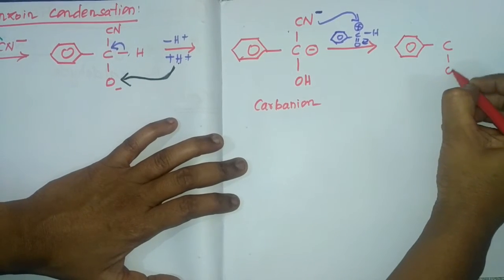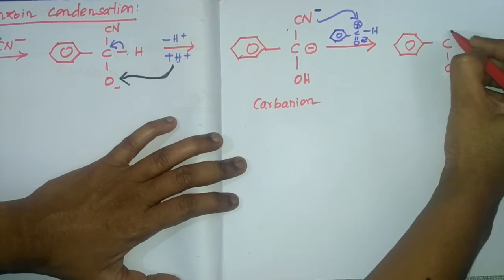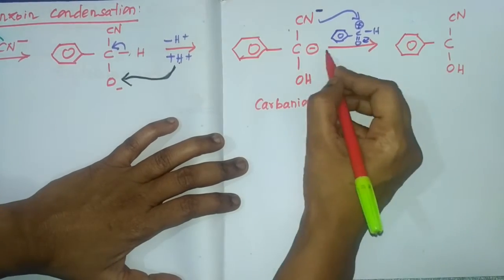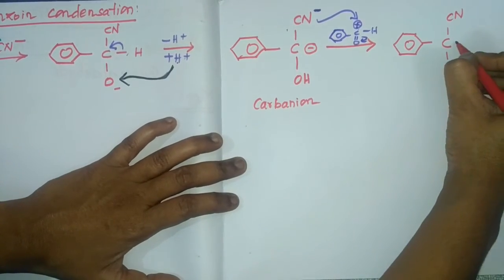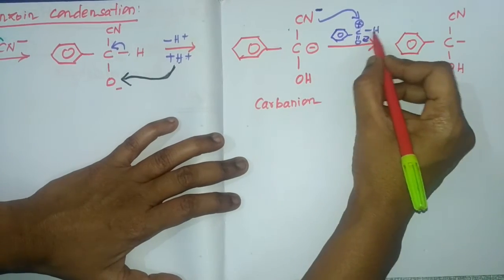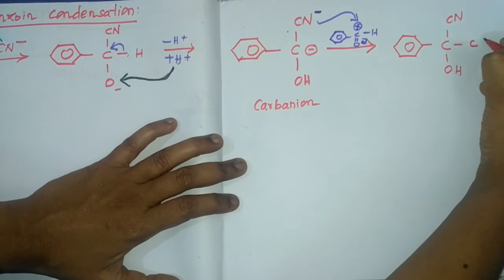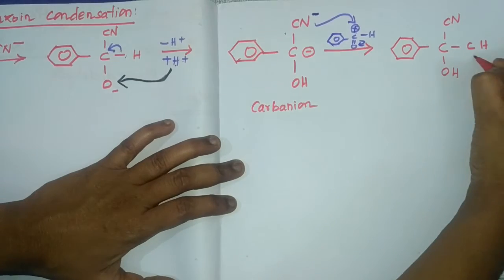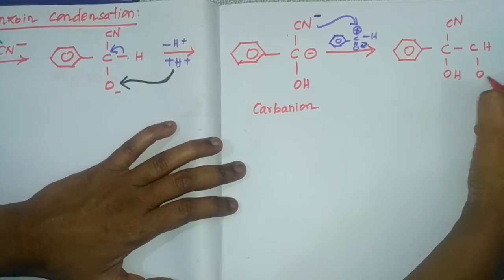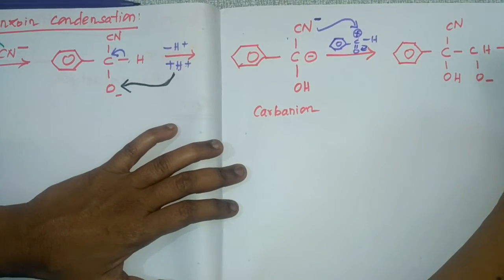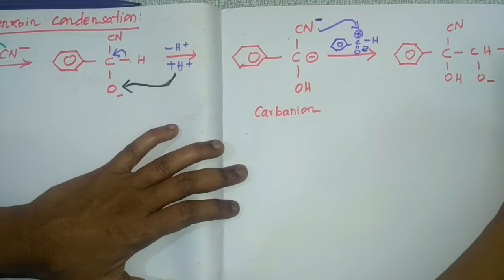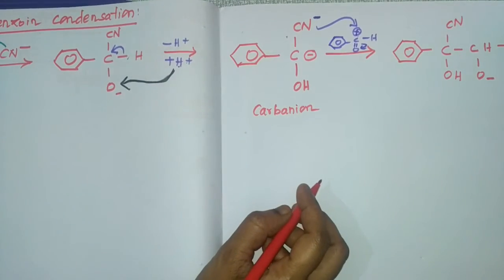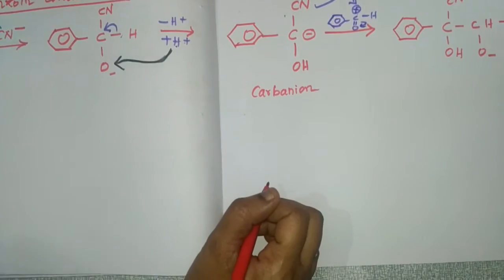C OH, and here it is CN. So this carbon will combine with the CH, and this O minus, because it is taking the electron, so it will be O minus. Okay, so this is the product formed.